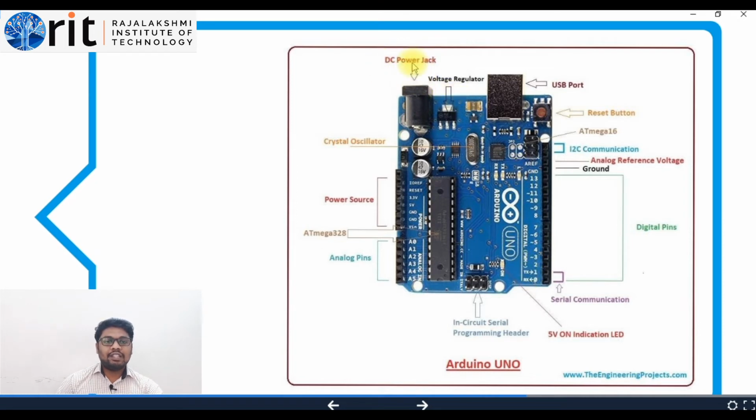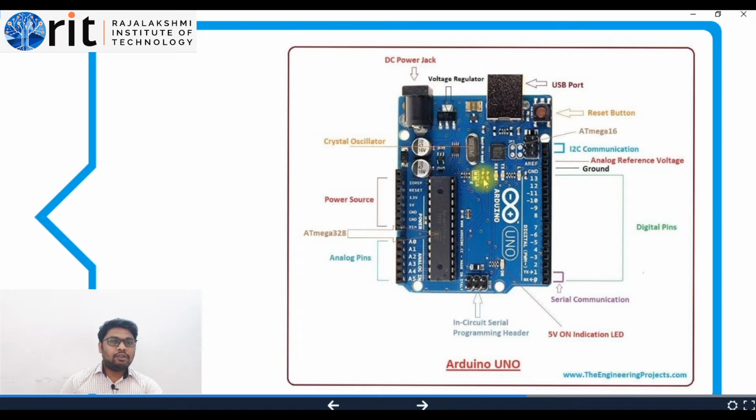Now you can see that on the top side a DC power jack is available. Through this you can connect any adapter and power up your Arduino. To turn on your Arduino, obviously you need to give it some power supply. If you have a 9 to 12 volt adapter, a DC power supply, you can connect the DC power supply connector to this port, and obviously your Arduino will be turned on.